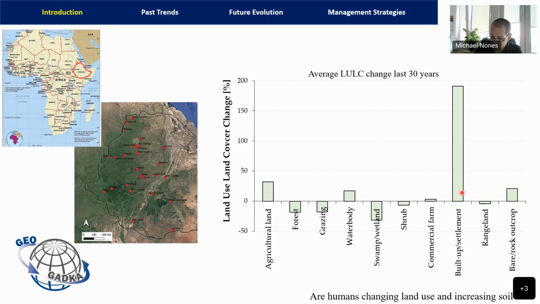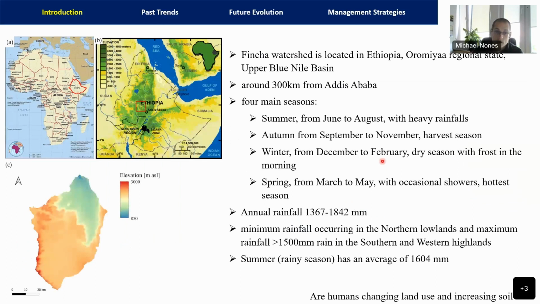To have some better ideas about the impact that humans can have on soil erosion, on the soil loss, we analyzed the Fincha basin. The Fincha basin is a basin in the middle of Ethiopia, around 300 kilometers from the capital, Addis Ababa, and is one of the basins that gives water to the Blue Nile basin and then to the Nile.